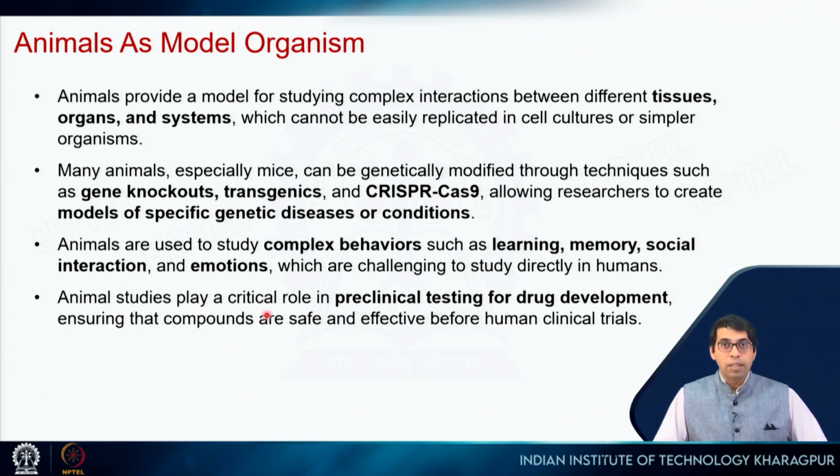Animal studies play a critical role in preclinical testing for drug development. So of course, after the cell, you go to these different animal models to see whether these drugs are actually effective in an organism setting. If they work, then of course you go to higher organisms and finally to human clinical trials.